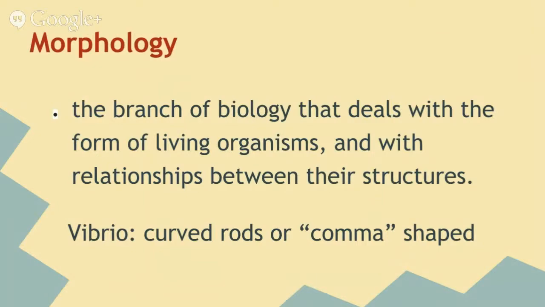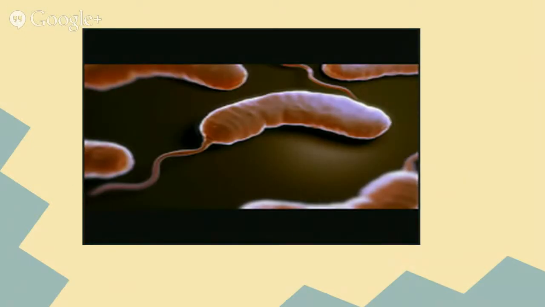Morphology, the definition, is the branch of biology that deals with the form of living organisms and the relationship of their structures. Cholera is what's called a vibrio, which means it's the shape of a curved rod or a comma. And here's a better image of that where you can see that comma shape.